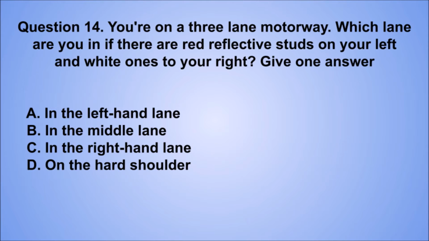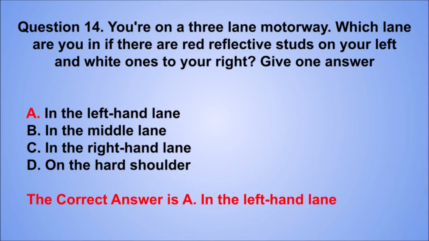Question 14. You're on a 3-lane motorway. Which lane are you in if there are red reflective studs on your left and white ones to your right? Give one answer. A. In the left-hand lane. B. In the middle lane. C. In the right-hand lane. D. On the hard shoulder. The correct answer is A.